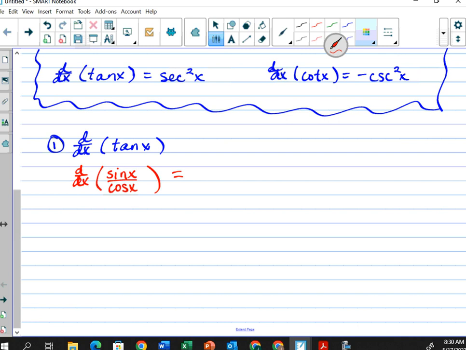Why can you not just turn it into secant squared x? We're showing why it's secant squared x. I'm just showing you where it comes from. Do we see the quotient? Yes. Okay, quotient rule.